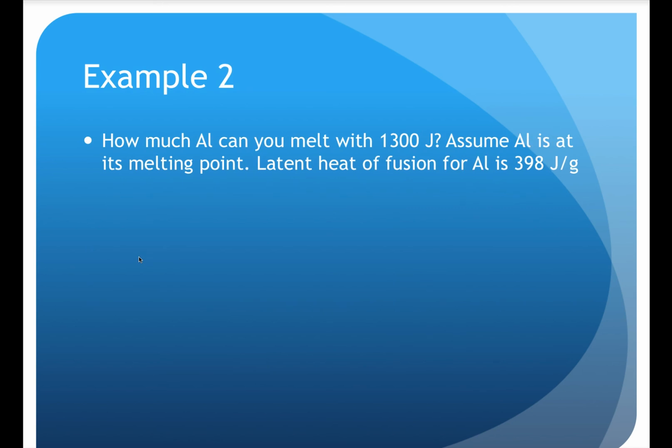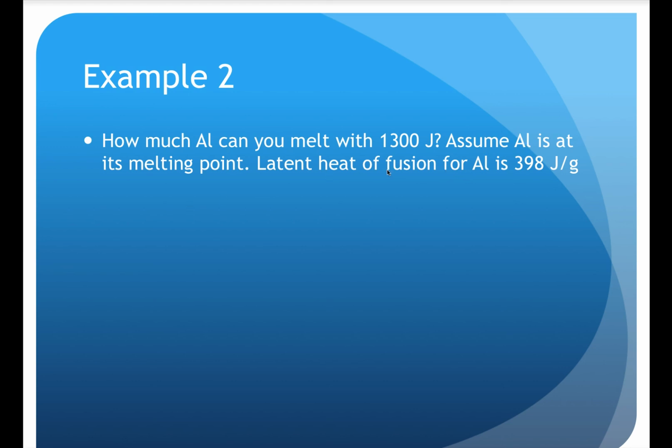Say we have a certain amount of energy that we can invest into melting aluminum, and we need to figure out how much aluminum we can melt with that amount of energy. And the latent heat of fusion of aluminum is 398 joules per gram. When you deal with something that is melting, the first thing you're checking is, is it already there? Is it already at the melting point?